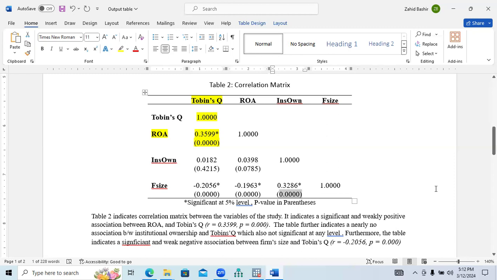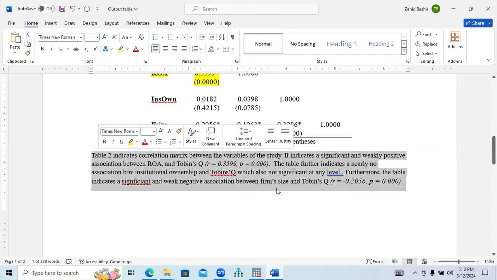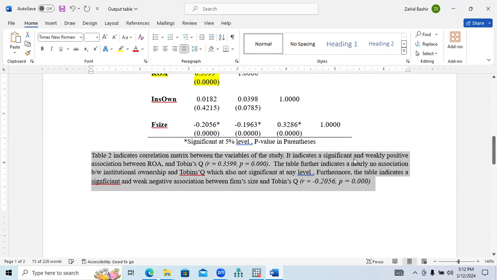So this is how you can interpret the other values of the correlation coefficient. So if you are clear with this part, we can proceed further. Please let me know.